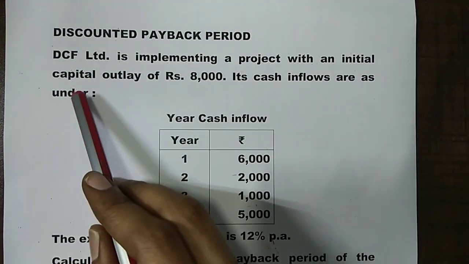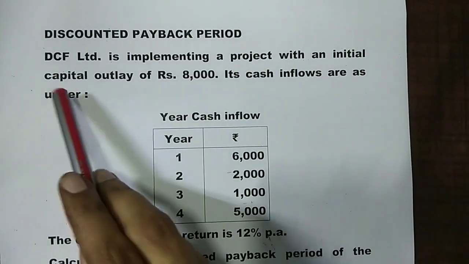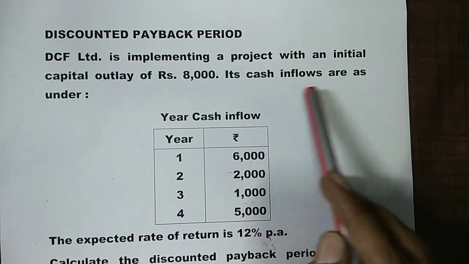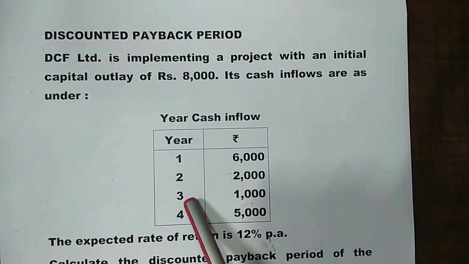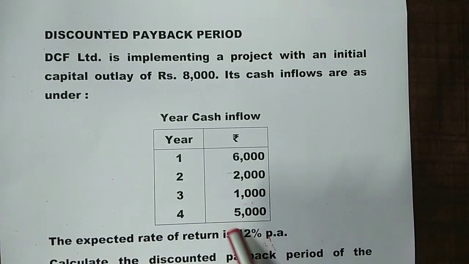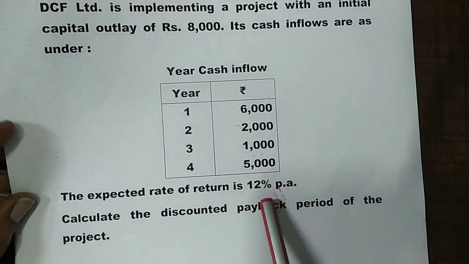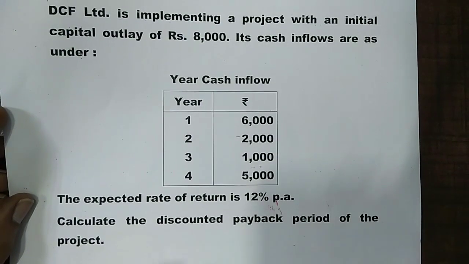So we are having one illustration. DCF Limited is implementing a project with an initial capital outlay of rupees 8,000. Its cash inflows are as under. They have given you the years 1, 2, 3, 4 and a cash inflow for the respective 4 years. The expected rate of return is 12% per annum. Calculate the discounted payback period of the project.